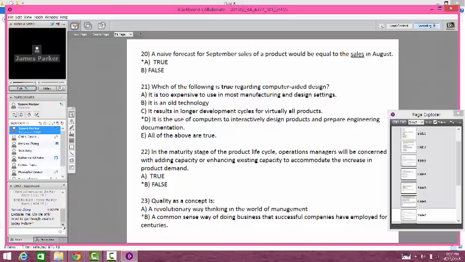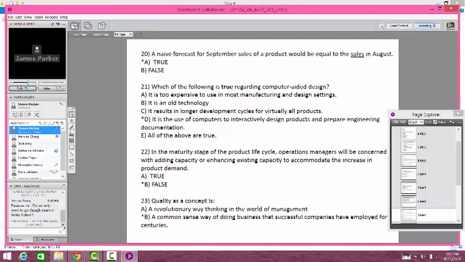Maturity stage, product life cycle. Okay, so this is a product that you pretty much have ridden out. To put a whole bunch more money into this product would not be useful at this time. There's not a lot you can do once a product is in the maturity stage. You're probably better off developing a new product or making some more drastic changes.